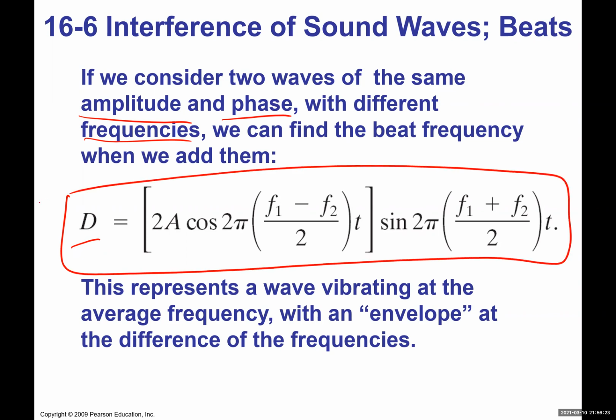Okay, so this represents a wave vibrating at the average frequency with an envelope at the difference of the frequencies. So kind of like it goes like this, right? It goes like this, goes like this, goes like this. So it changes between constructive and destructive interference.